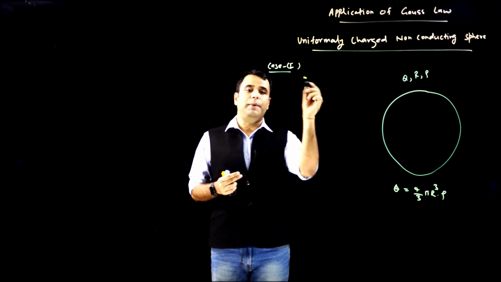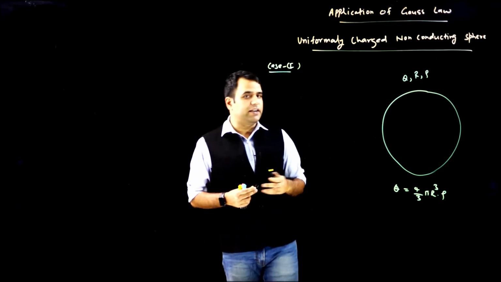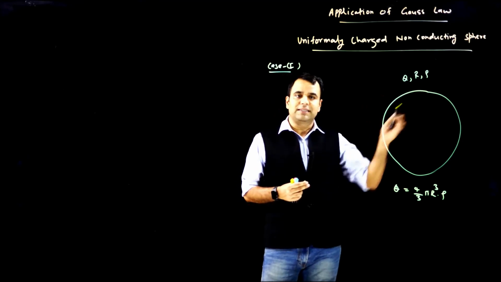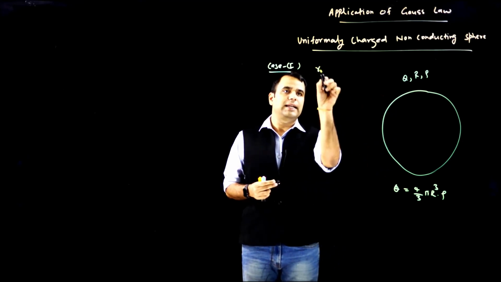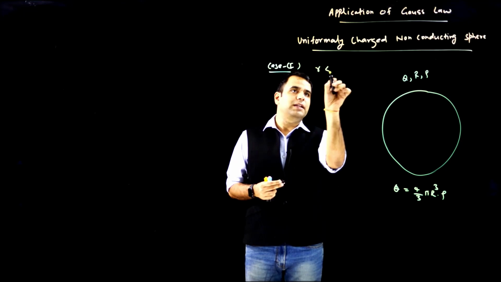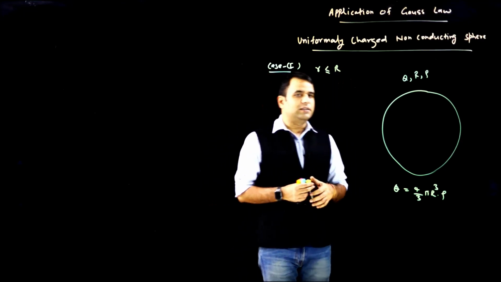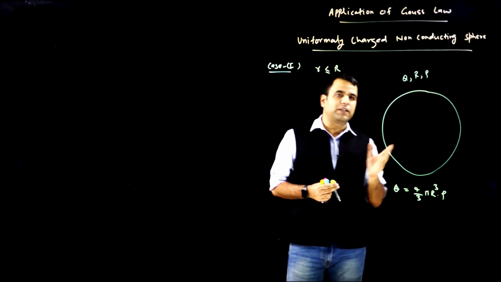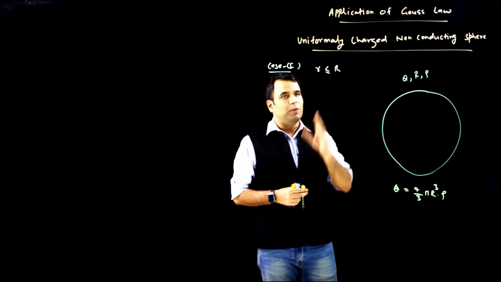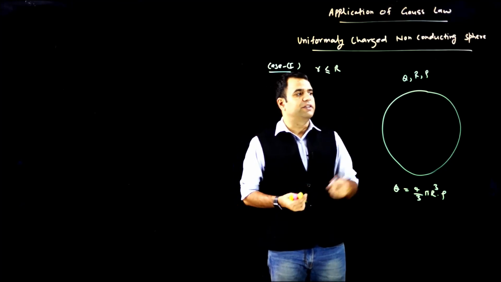Case 1 will be for the inside points. We'll be calculating the electric field for the points which are inside the sphere. So in that case, the radius r will be less than or equal to capital R. All the points will be at a distance small r from the center, and the value of small r will be less than the capital R, which is the radius of this sphere.